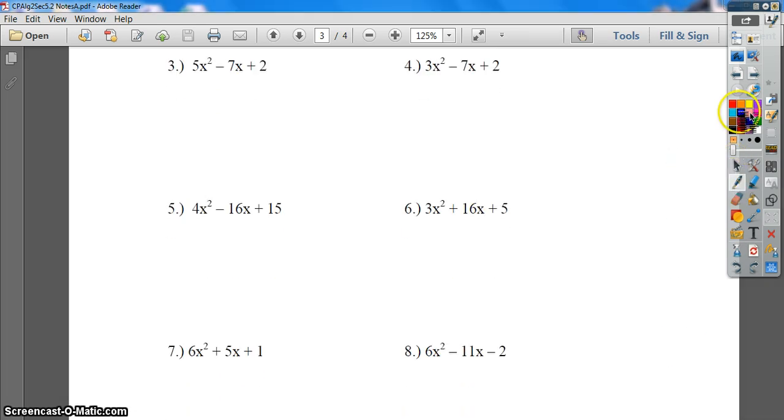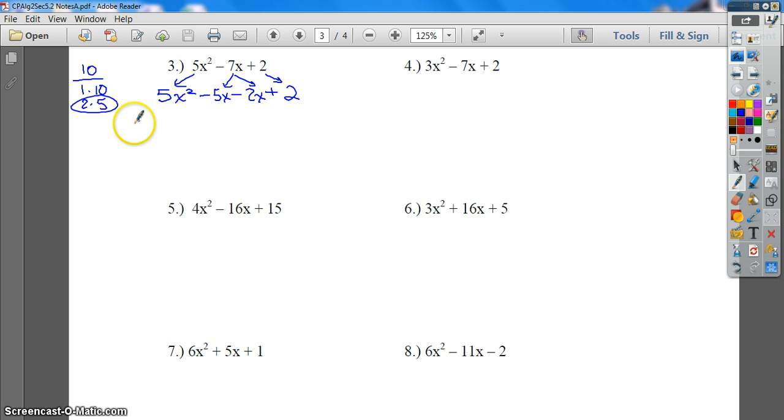Okay, obviously they get a little more challenging as we work through here. Let's keep going. 5, 7, and 2, no GCF. So let's rewrite 5x squared and rewrite plus 2 on the end. Minus plus would be minus minus. Multiply 5 times 2. A times C is 10. Which pair adds up to 7? 5 and 2. I'm going to put 5x here and 2x here. Remember, these two should make negative 7, and they do.